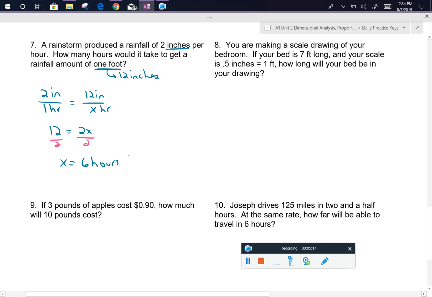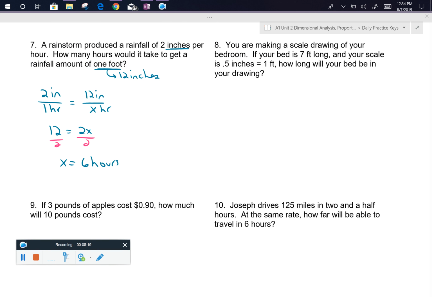You are making a scale drawing of your bedroom. If your bed is 7 feet long and your scale is 0.5 inches equals 1 foot, how long will your bed be in your drawing? So I have my scale of 0.5 inches to 1 foot. I don't know how big it's going to be on the model, but I know that in reality, we're dealing with 7 feet. So we're going to have 1x, or just x, is equal to 3.5 inches when we cross multiply.